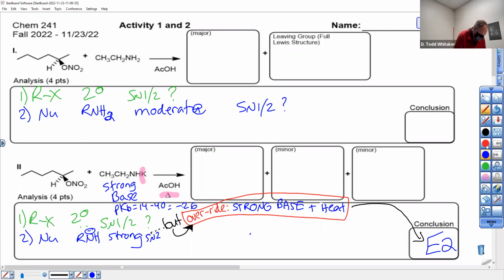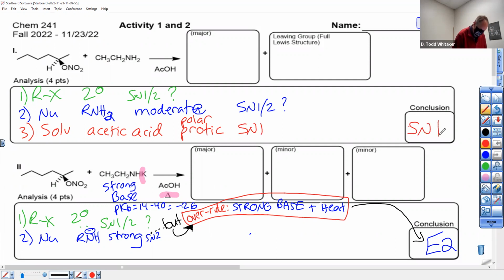And then the solvent is the same in both. Acetic acid, yeah. Oh, I almost gave the answer. What category? Your 3 categories of solvent are polar protic, polar aprotic, non-polar. Which one? Polar protic, it's got an H bonded to O. I'm writing protic first, I don't know why. Polar protic, SN1. SN1 is your conclusion. Your products are as shown up here.